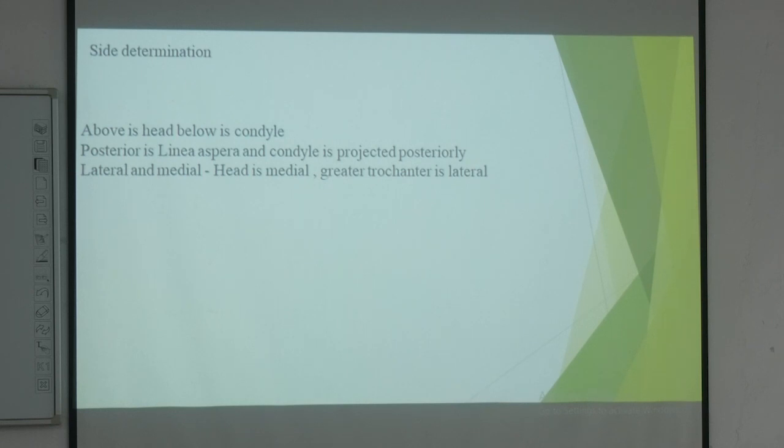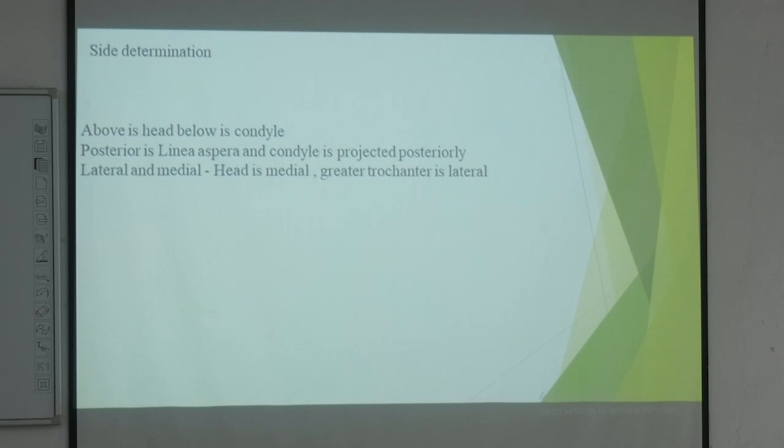Once you know the side determination, you have to hold this particular bone in a position. We call it the anatomical position. All right? Now, to identify this, we have to look for two or three basic things to determine the side. You have to know which is the upper end, which is the lower end. Then you have to know which is the medial side, which is the lateral side. And then you have to know which is the anterior side, which is the posterior side. All right? So, we go one by one.